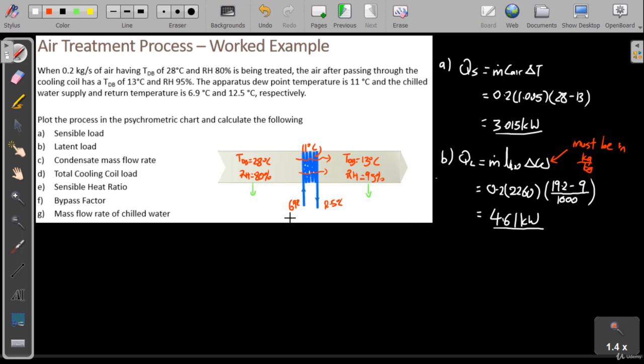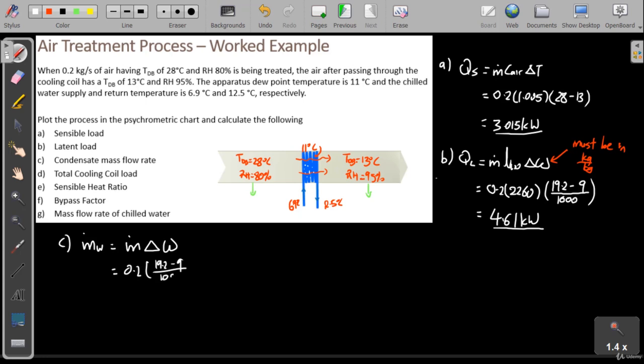So if you refer back to the previous topic, to find the condensate mass flow rate will be equal to the mass flow rate of the air multiplied by the change in humidity ratio. So mass flow rate of air is 0.2. The change in humidity ratio is 19.2 minus 9.